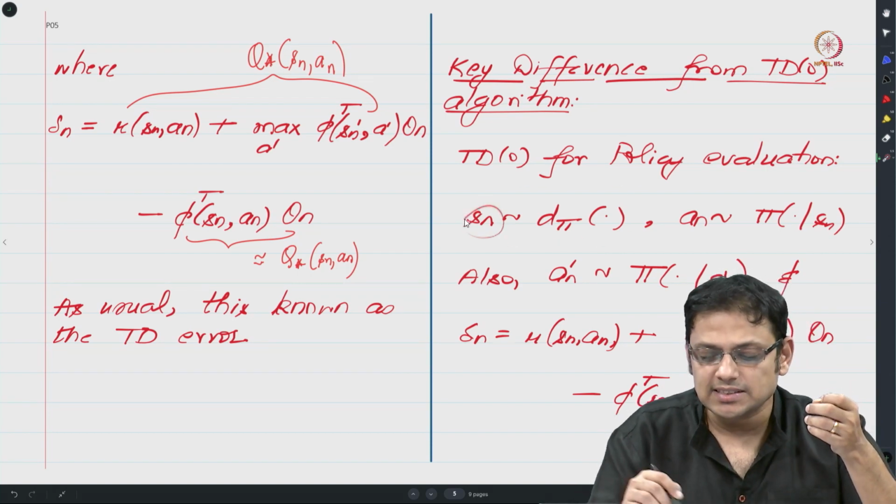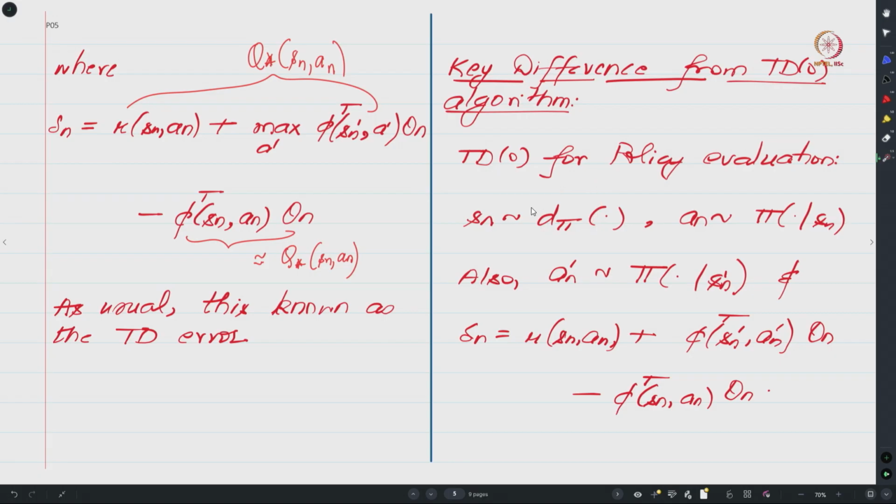sense. In other words, Sn is sampled from the stationary distribution associated with your behavior policy pi, and An is sampled again from this policy pi whose value we wish to estimate. Similarly, this A prime over here will be replaced by An prime and we won't have any max operation. In other words, the TD error in the case of the TD0 algorithm would have An prime without the max. So, this An prime again is presumed to be sampled from your policy pi itself, which is what we wish to evaluate.